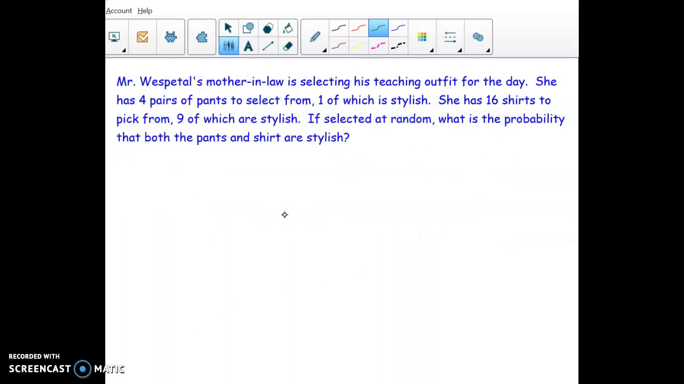Okay, last one for you to try. This is not all that far-fetched. My mother-in-law has brought me some outfits. So, yeah, go ahead and see if you can figure this out.